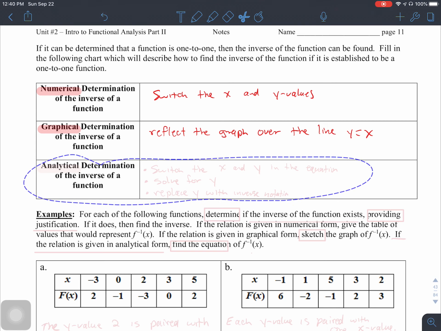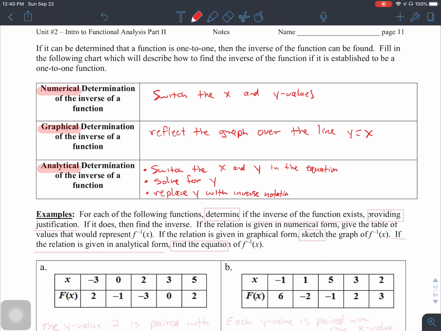Analytically, if you have an equation, like this top one would be maybe if you have a table of values. This is if you have a picture. And this last one if you have the equation. Switch the x and y's in the equation. That's consistent with the first two. Solve the equation for y, and replace y with the inverse notation, which would typically be f of -1. Depends on the function.